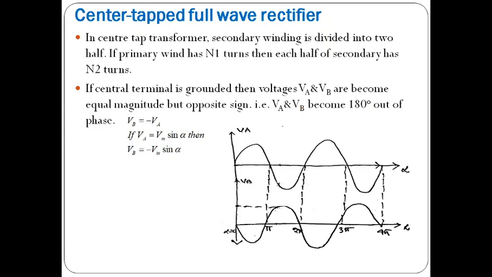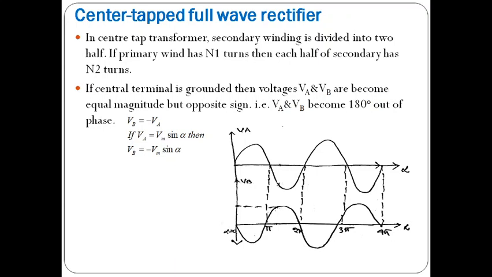This N2 value of the secondary winding turns is always small compared to N1. If the primary winding has N1 and each half of the secondary winding is N2, then N1 is greater than N2. This is the condition. Clear?